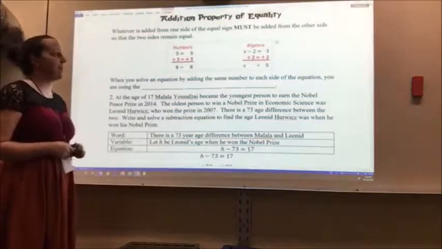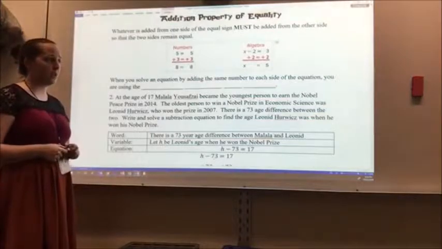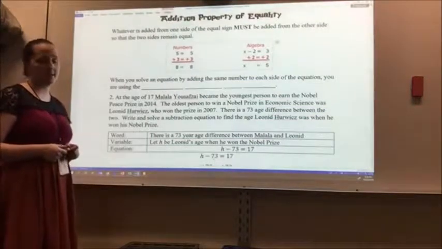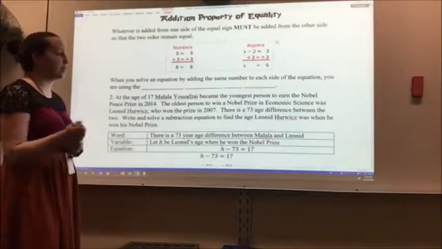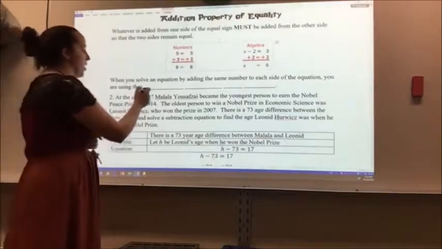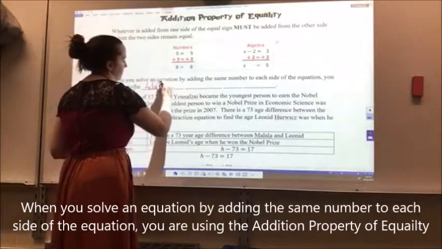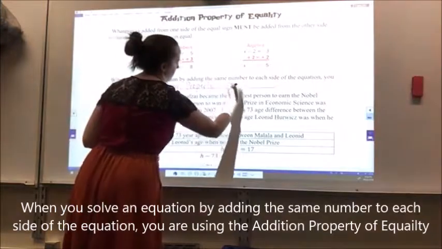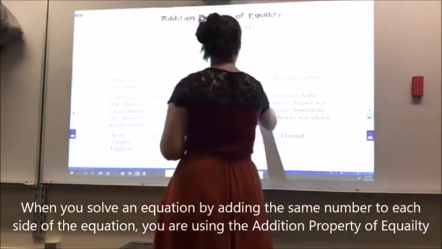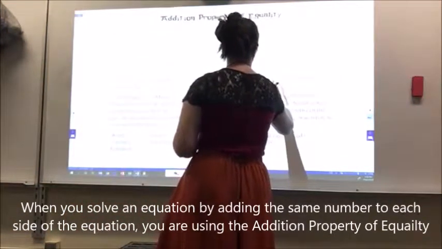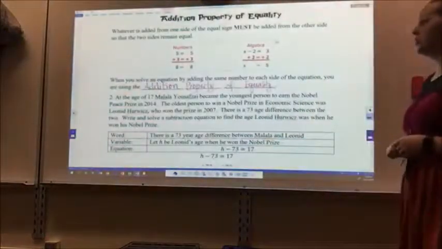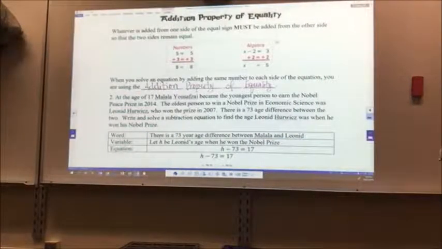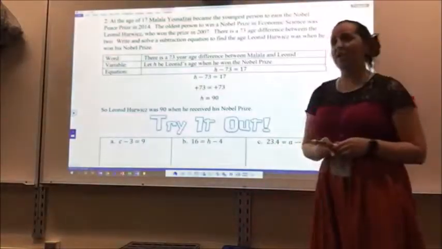When you solve an equation by adding the same number to each side of the equation, you are using the blank, blank, blank, blank. In those 4 blanks, you're going to write addition property of equality. So when you solve an equation by adding the same number to each side of the equation, you are using the addition property of equality. All right, let's take a look at an example.